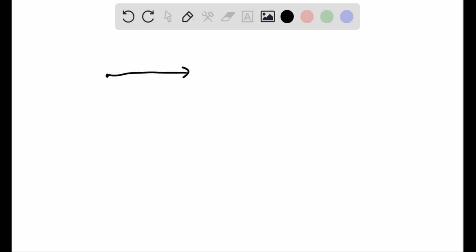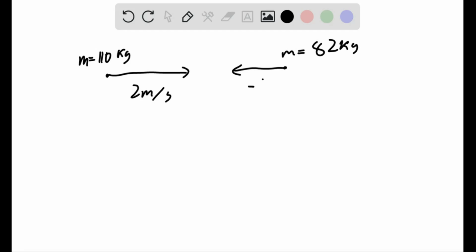So it's really a matter of how you establish your axes, but in this case, I'm going to have the 110 kg linebacker running at 2 meters per second be the positive. So 110 kg, 2 meters per second. And we're going to have an opposite force. We're going to have mass 82 kg and a velocity of negative 3 meters per second.